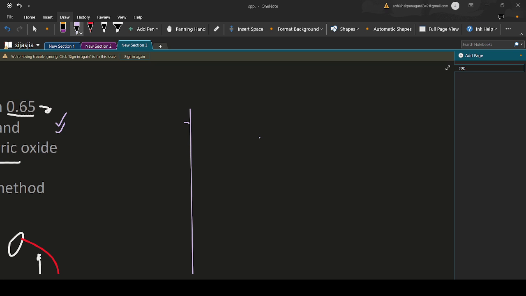An equimolar mixture of COOH, hold on, OH, yeah.